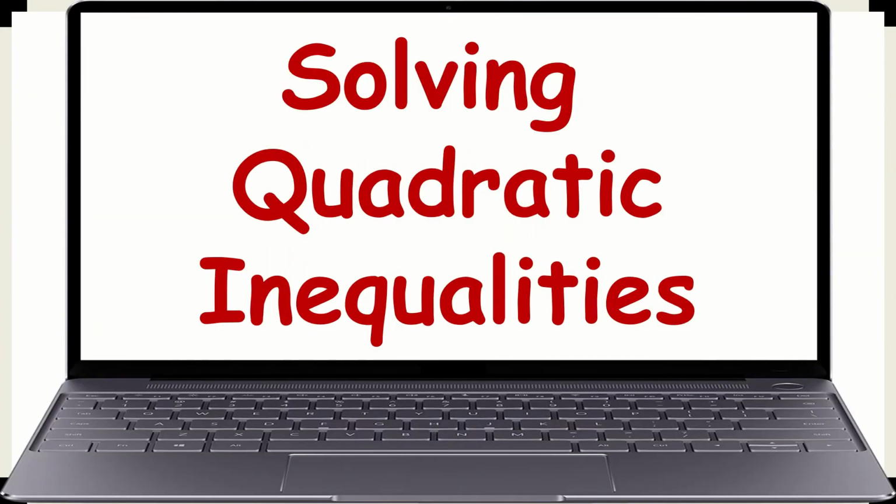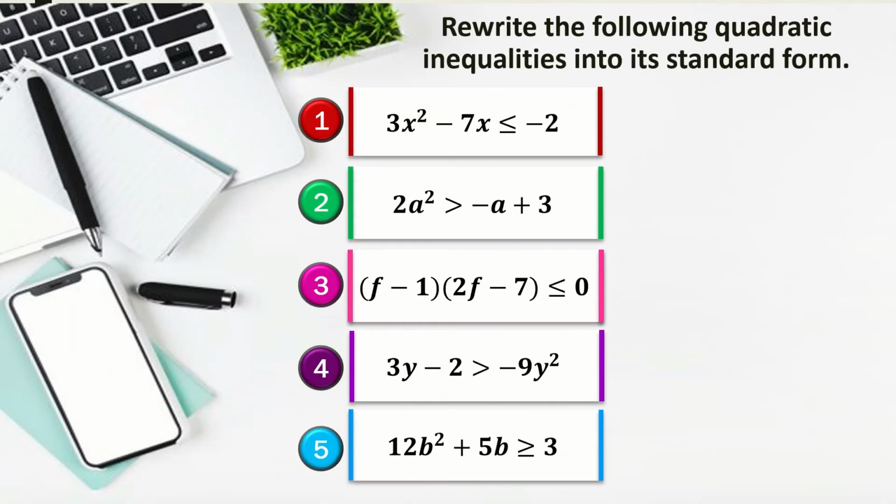For today's lesson, we have solving quadratic inequalities. Before we start the discussion, let's have this first. Rewrite the following quadratic inequalities into standard form. Number 1, 3x squared minus 7x is less than or equal to negative 2. The answer here is 3x squared minus 7x plus 2 is less than or equal to 0.